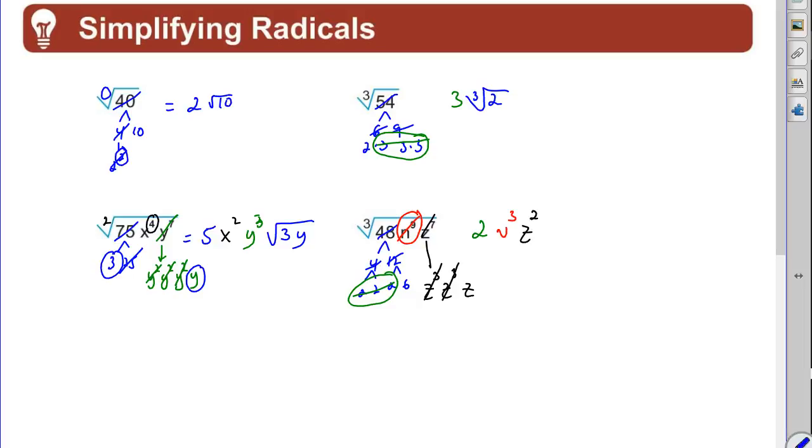Got everything out. Don't forget your index. What's left in? A 6. What's left in? A z. And there you go. 2n cubed z squared times the cube root of 6z.